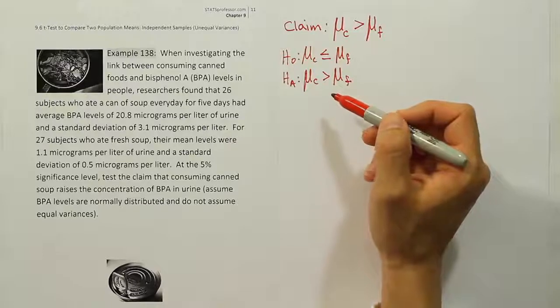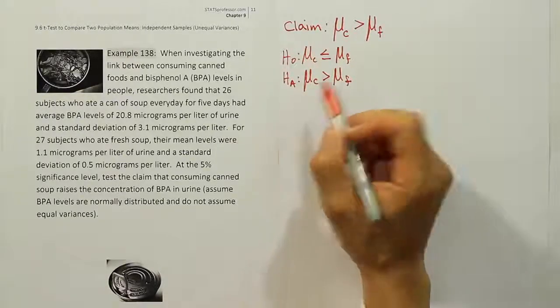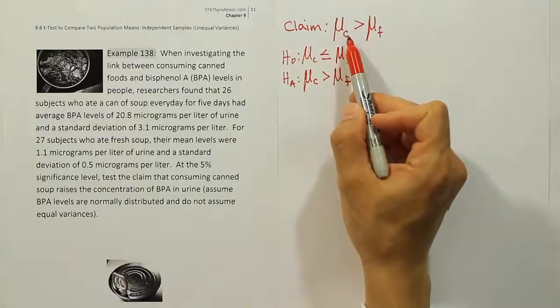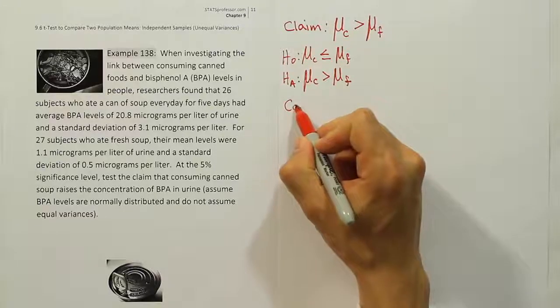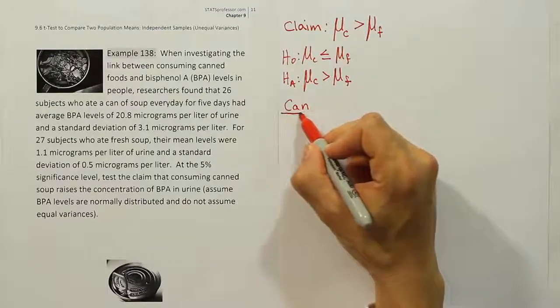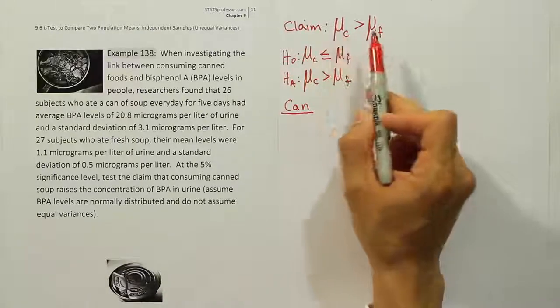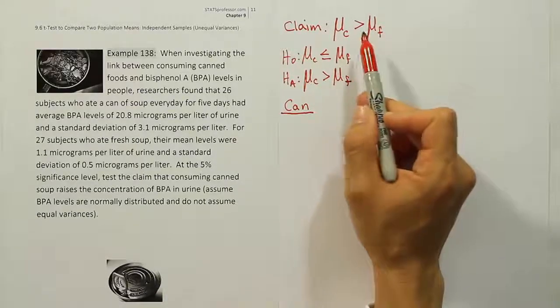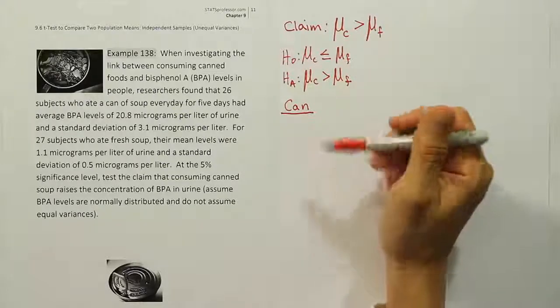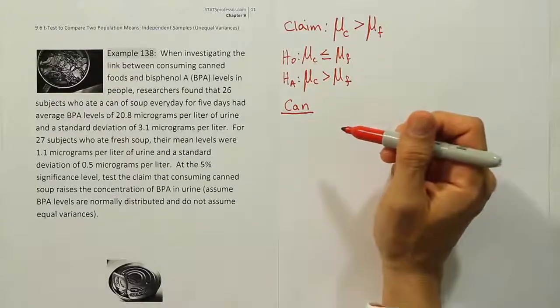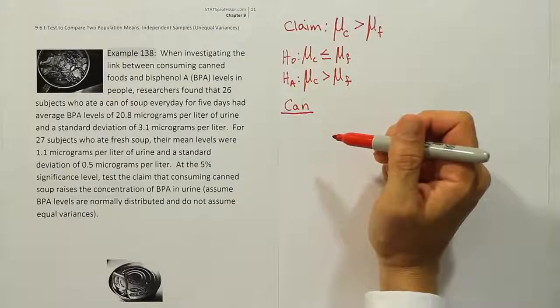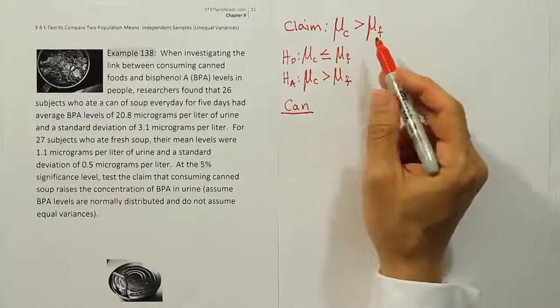Our next step then is to find the data for the problem. Now, I used canned food first here, so I'm going to use the canned food data first, right? Keep in mind that you could have put the fresh first, and then it would have been the fresh is less than the canned, and that would only change some small details down the line. We can talk about that later, but the ultimate conclusion for the problem would be exactly the same, so it doesn't actually matter which way you set that up.